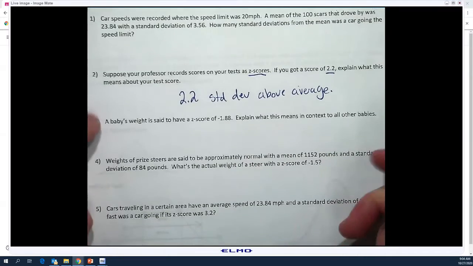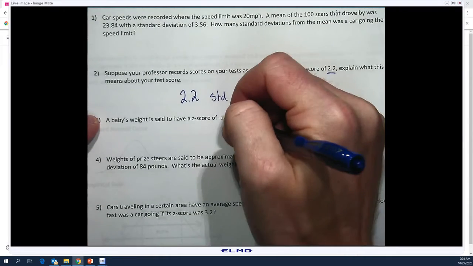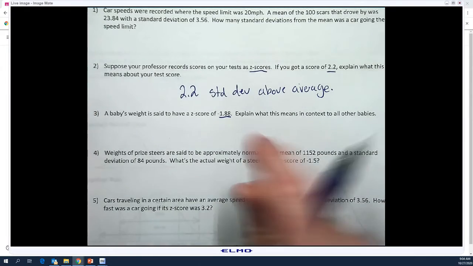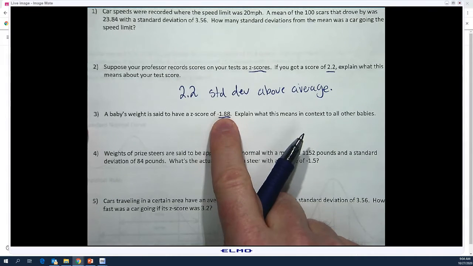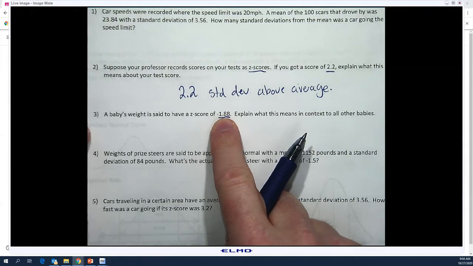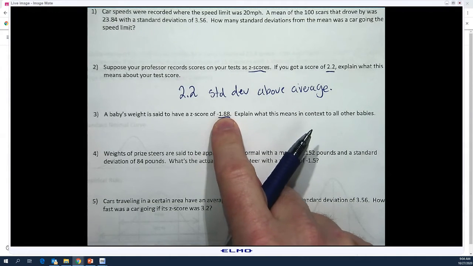Number 3, a baby's weight is said to have a z-score of negative 1.88. So that's 1.88 deviations below the mean. This is a pretty small baby. Like this would be a tiny child.